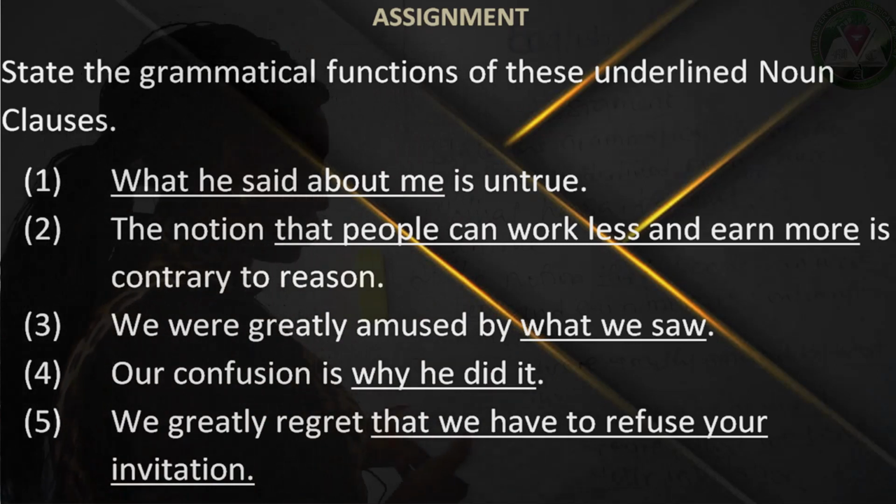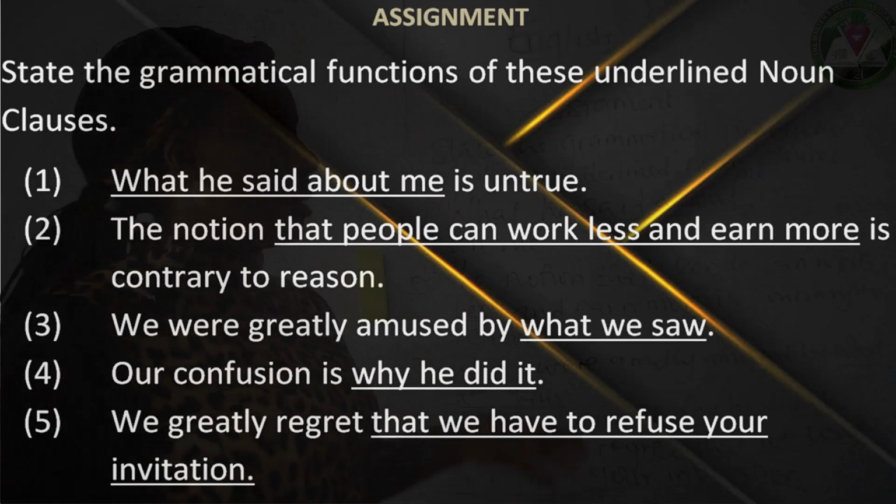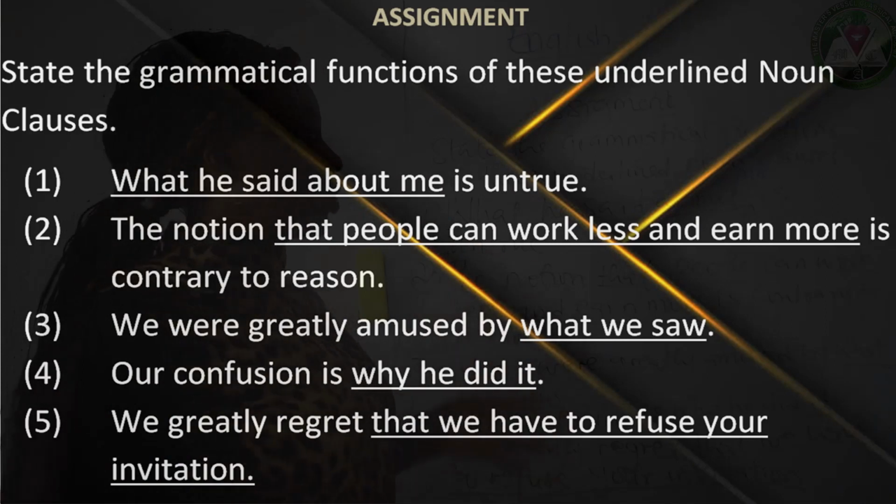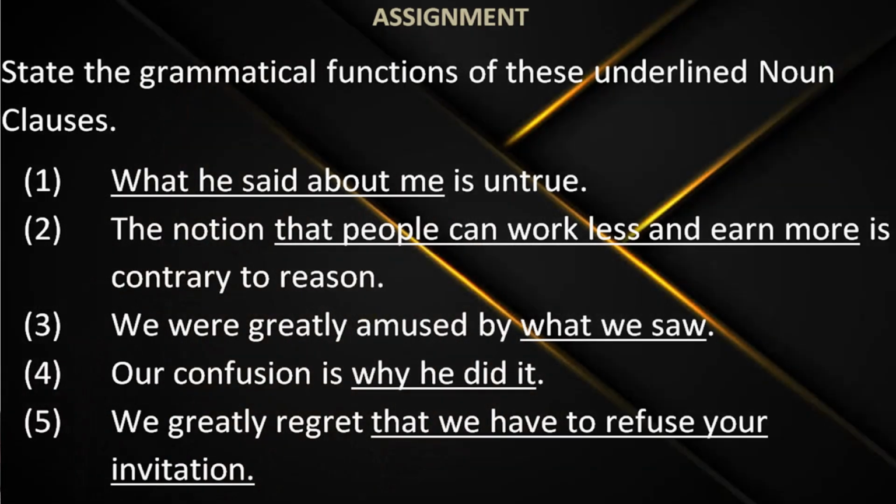State the grammatical functions only. Remember I said we have the same GN. We are talking about noun clause, so there's no need repeating that. Just give me the grammatical functions. Pick among the 6 grammatical functions we've discussed so far, and go through them, and that will help you to answer the questions. The first one: what he said about me is untrue. The noun clause is what he said about me. The notion that people can work less and earn more is contrary to reason. Number 3, we were greatly amused by what we saw. Number 4, our confusion is why he did it. And finally, we greatly regret that we have to refuse your invitation.